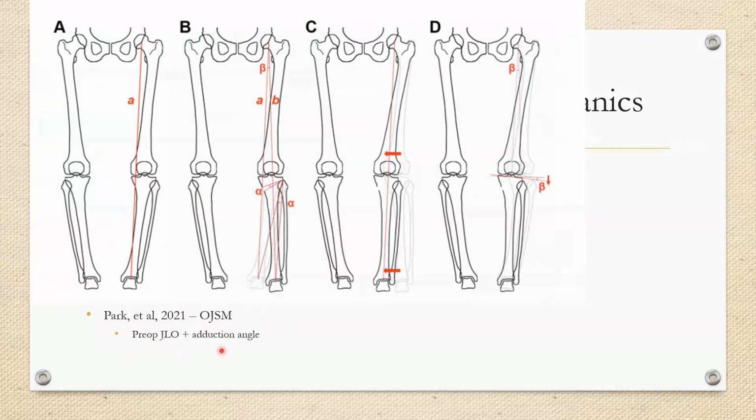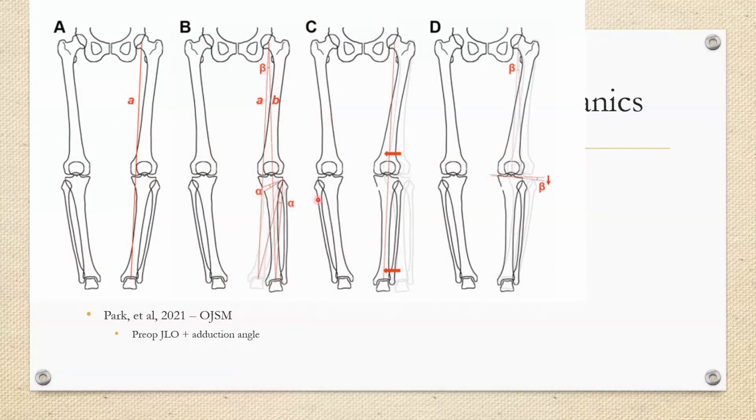plus the adduction angle. So what's the adduction angle? These are the steps of planning the osteotomy. As you can see, this is the pre-operative Mikulicz line, and this is the expected weight-bearing Mikulicz line. The adduction angle is nothing but the angle between these two lines, this angle beta.